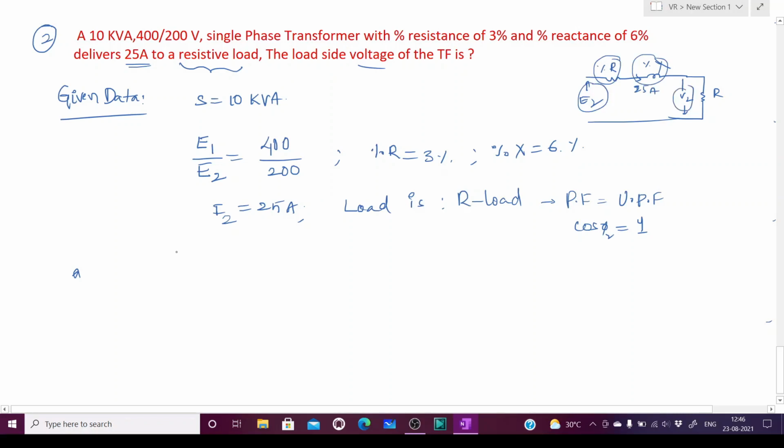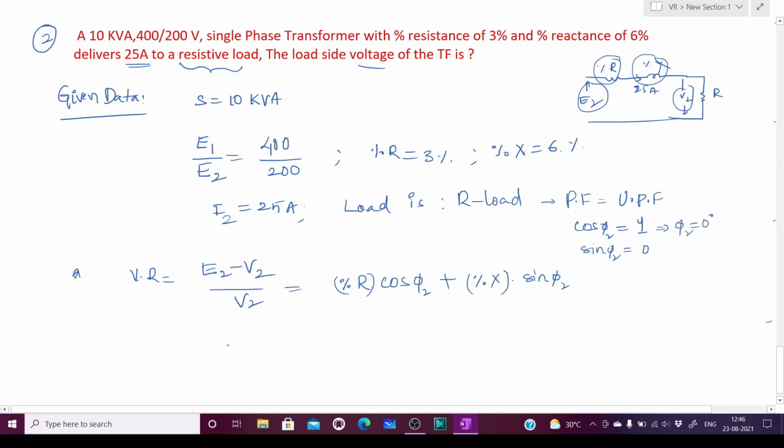So how can we find that value? Okay, by finding voltage regulation we can find it, right? So voltage regulation is nothing but (E2 minus V2) by E2, which is equal to percentage R into cos phi2 plus percentage X into sin phi2. Okay, because it is unity power factor, cos phi2 will be 1, sin phi2 will be 0, because phi2 will be 0 degrees, so sin 0 will be 0. Okay, so let us substitute those values. Percentage R is 3 by 100, 3% into cos phi2 is 1, plus percentage X is 6 by 100, sin phi2 is 0. Okay, this is nothing but (E2 minus V2) by E2 here.